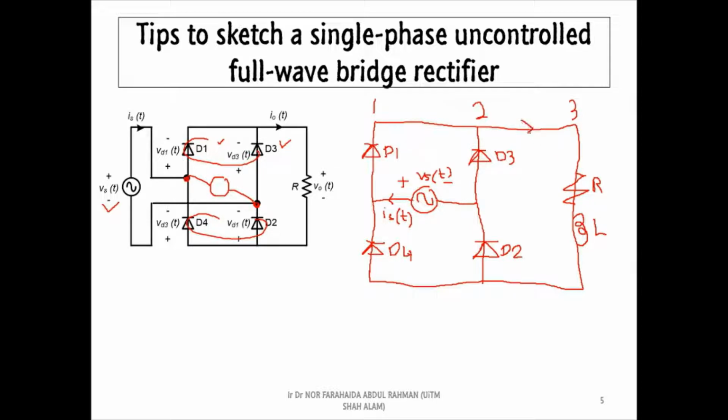You need to label the output current first. And based on the output current direction, you can determine the polarity of the output voltage. For future analysis, I prefer to use this circuit topology instead of this circuit topology.